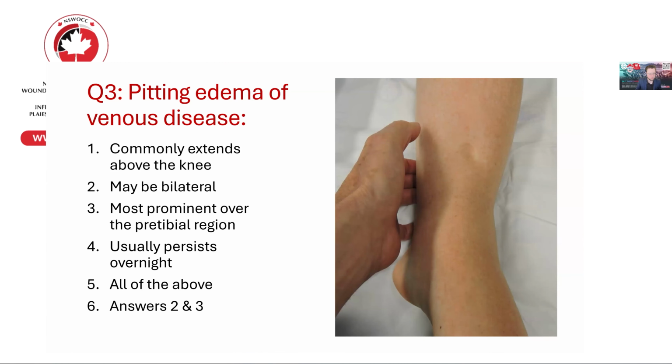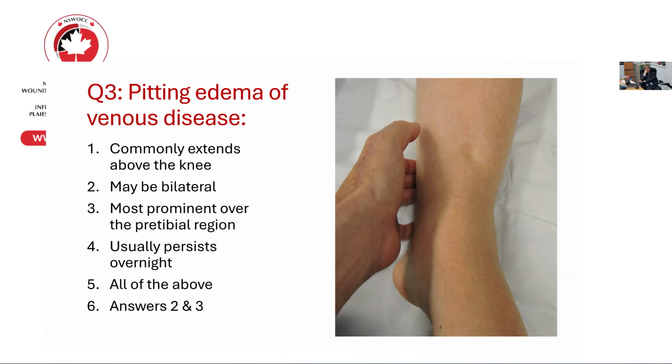Alrighty, got lots of responses in now, and it looks like, again, we've got a bit of a consensus. I'll share that in front of you now. And the majority of you are right. It does not extend above the knee, and it does not usually persist overnight. But yes, it may be bilateral, and it is often most prominent over the pretibial region.